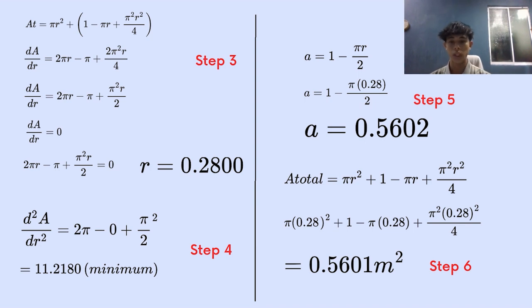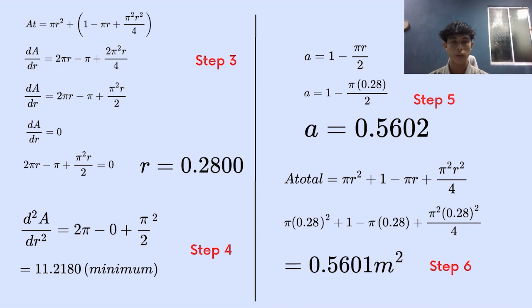Then we're using step 4, which is to find the second derivative and substitute the value of the dimension from step 3 into it to determine whether it is a maximum or minimum value. So first we have to differentiate 2 pi r minus pi plus pi square r over 2 to get the second derivative. So the second derivative is 2 pi minus 0 plus pi square over 2. So we will get the minimum value is 11.2180.